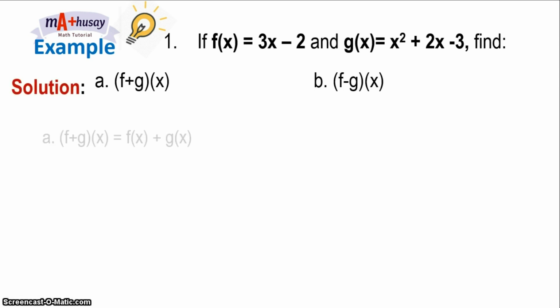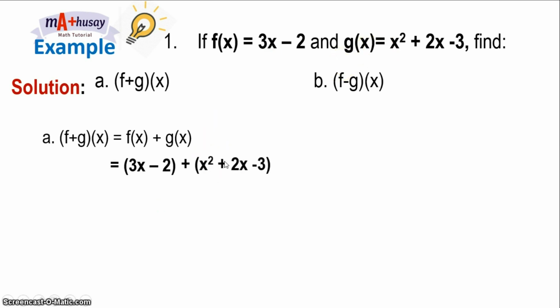Kapag mag-a-add tayo ng function, para lang siyang nag-a-add ng algebraic expression o di kaya ng number. So ngayon, i-add natin ang f of x at g of x. So, magsimula tayo sa f of x. So, ang f of x natin ay 3x minus 2, right? So, ang g of x naman natin ay x squared plus 2x minus 3. So, we are going to add these two functions now.